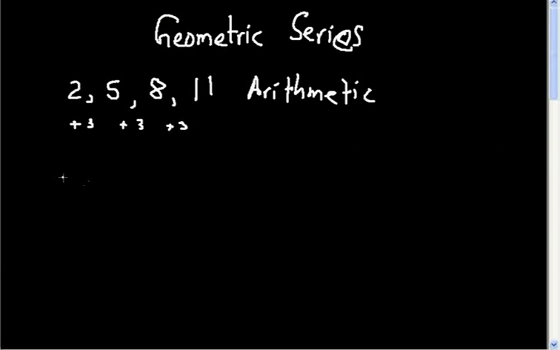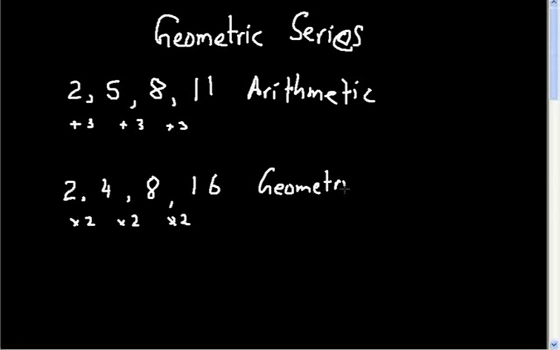Whereas in a geometric sequence, the difference between one number and another number is a multiplication by a number. So from 2 to 4 you multiply by 2. So 4 to 8 you multiply by 2 as well. And 8 to 16 you multiply by 2. So that is a geometric sequence. Okay, so that's an arithmetic sequence and that's a geometric sequence.